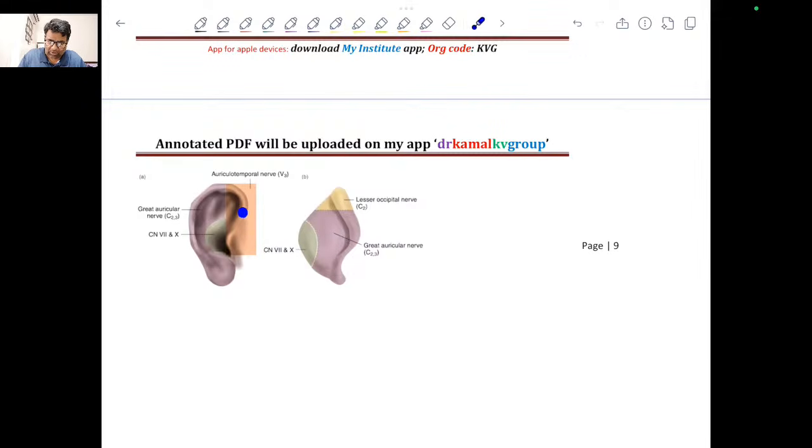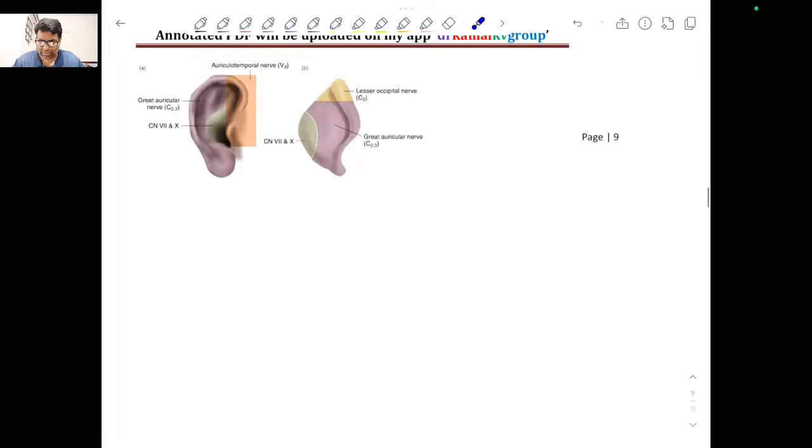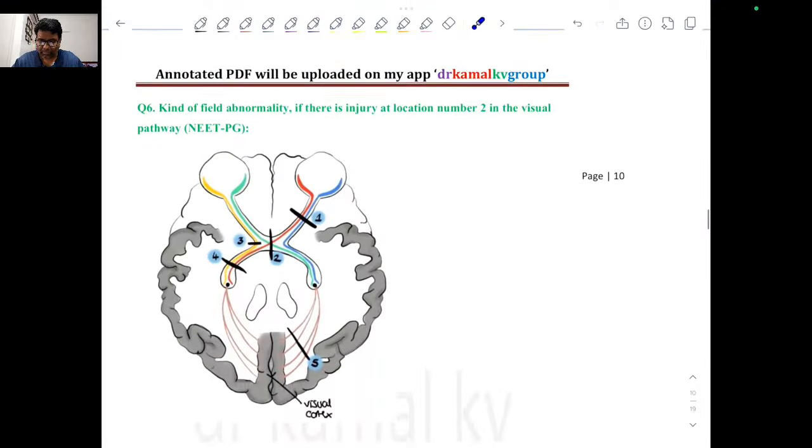So you can see this is auriculotemporal nerve, this is great auricular nerve, and this is auricular branch of vagus, and this is the one which is supplied by lesser occipital nerve. Okay, so this is the lesser occipital nerve. So please be perfect with this. It has been asked many number of times.